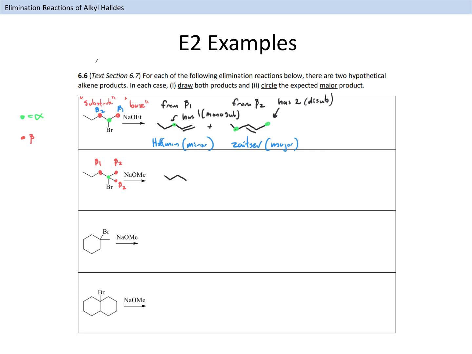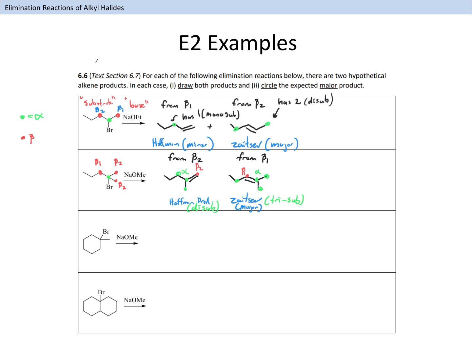Elimination from beta 2 produces 2-methyl-1-pentene, which is the Hofmann product. Elimination from beta 1 produces 2-methyl-2-pentene, which is the Zaitsev product. The more substituted alkene, 2-methyl-2-pentene, is favored due to its greater stability, and is the major product.